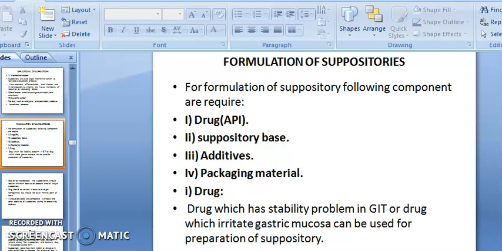You are choosing a drug which has a stability problem in the GIT, or a drug which irritates the gastric mucosa, that can be used for the preparation of suppository. You have to select the drug. Those drugs that have the problem of irritation with the GI tract, you can choose for the formulation of your suppositories.